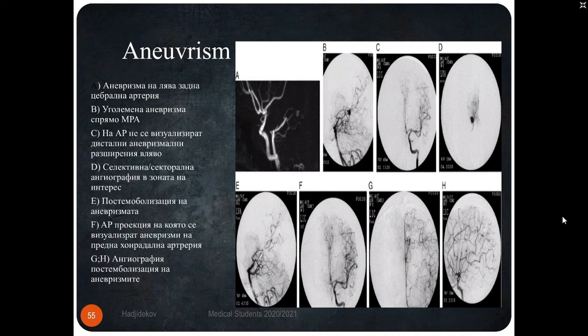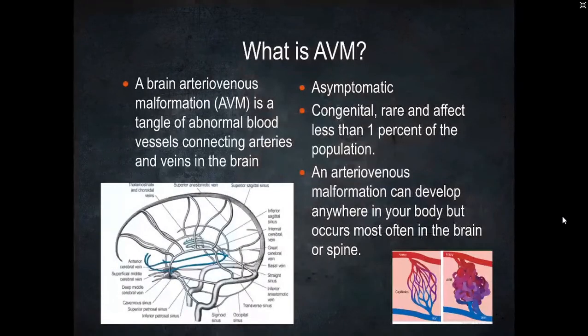So we put some microcoils or microspirals inside of the aneurysm. The aneurysm should have a nice neck. And when we fill it with coils, we stop the blood supply inside. Apart from the aneurysm, we can also observe other vascular lesions in the brain.